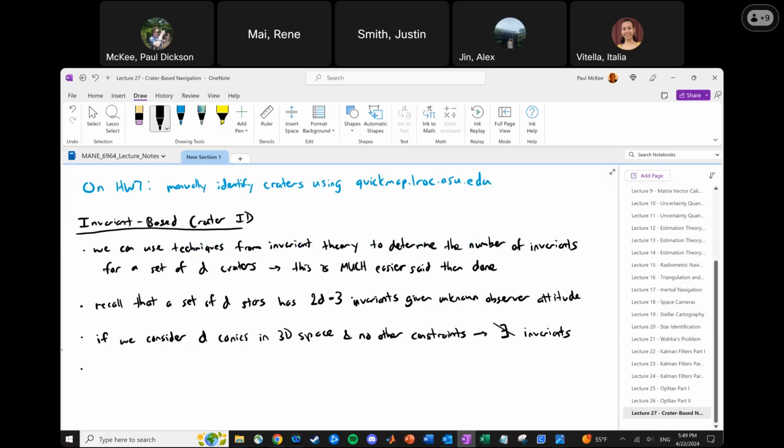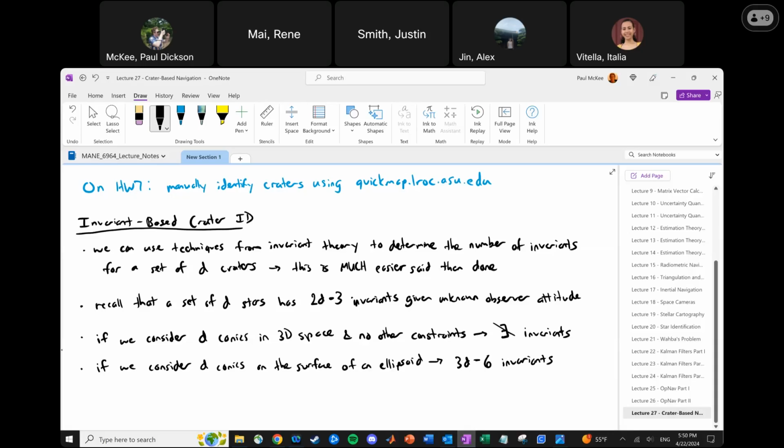Okay, so let's start adding some constraints. If we consider D conics on the surface of some huge ellipsoid, like the moon, then there are 3D minus 6 invariants.